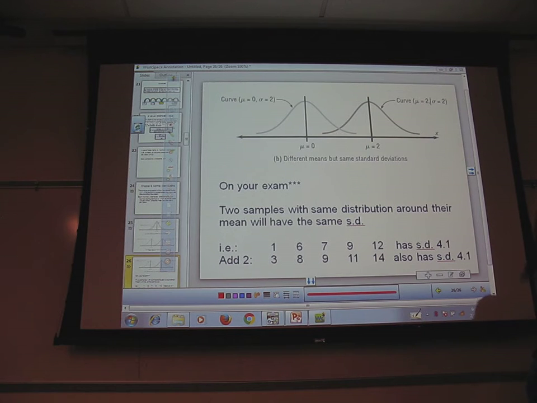Does that make sense? You guys can go back to your desks, your home desks. All right, so here, I add 2 to every single one of these. What's the mean going to be, guys? It was 7, what's it going to be now? 9. What's the standard deviation? Still 4.1. Everybody on board with that?